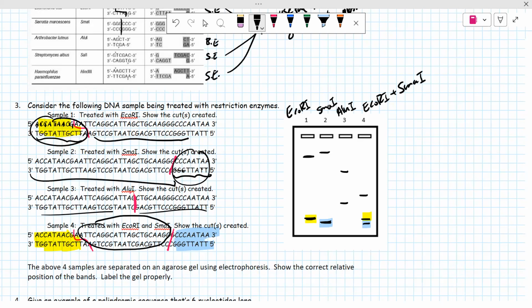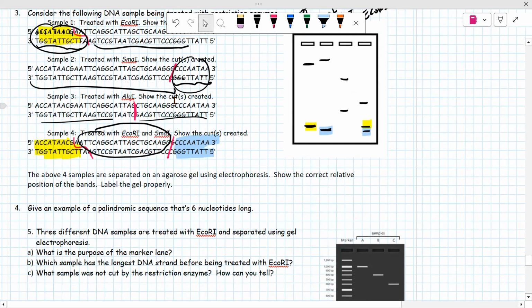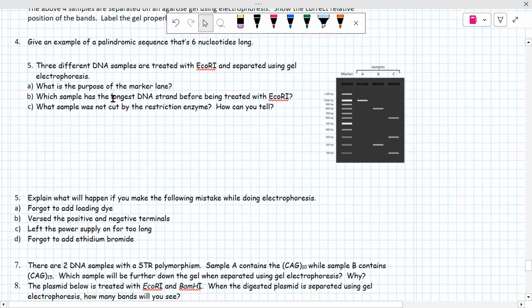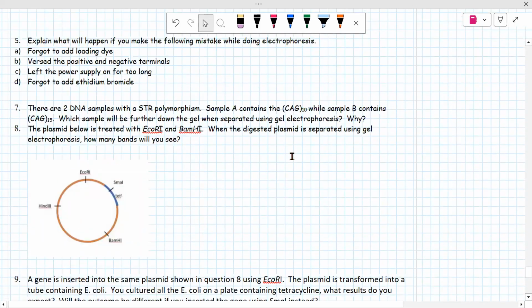Okay, so practice this gel question, and then we had another one in the study guide. Make sure you understand the theory behind it. Okay, just a couple more questions here.